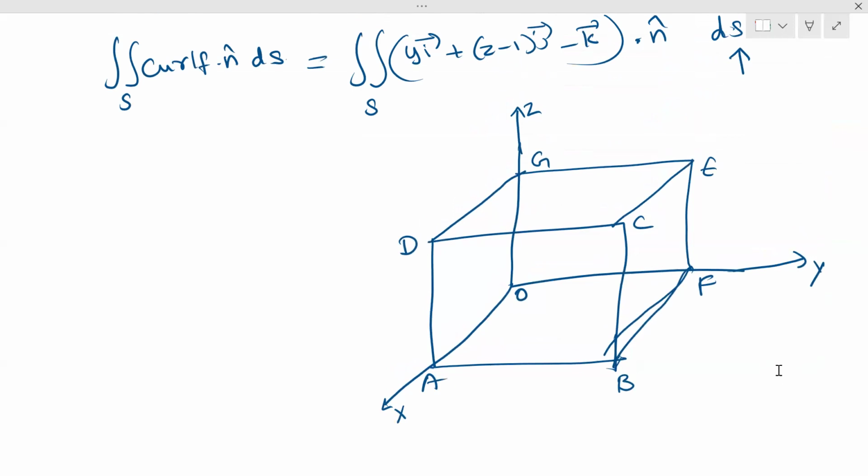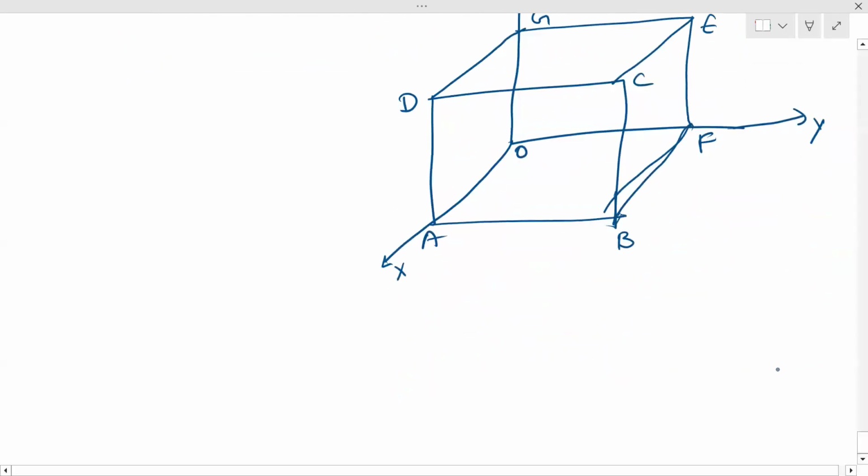Here, how many surfaces are there in the cube? We are having 6 surfaces. But in the question they are mentioning the cube is above the xy plane, so we have to omit this surface. So totally we are having 5 surfaces only, because we are omitting the surface which lies in the xy plane.